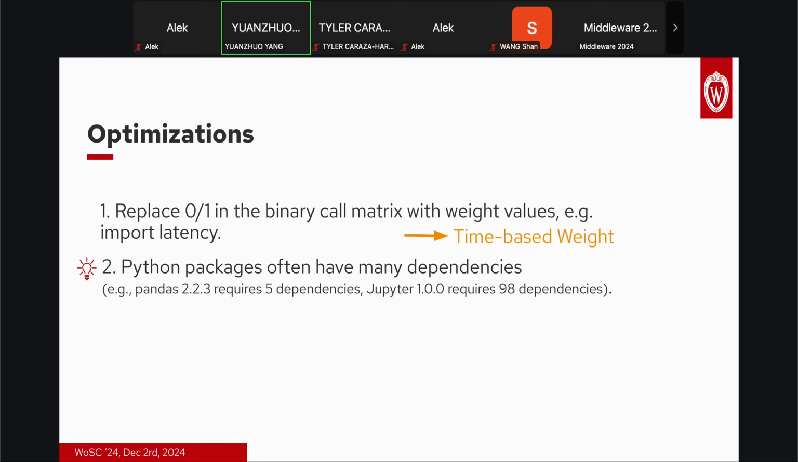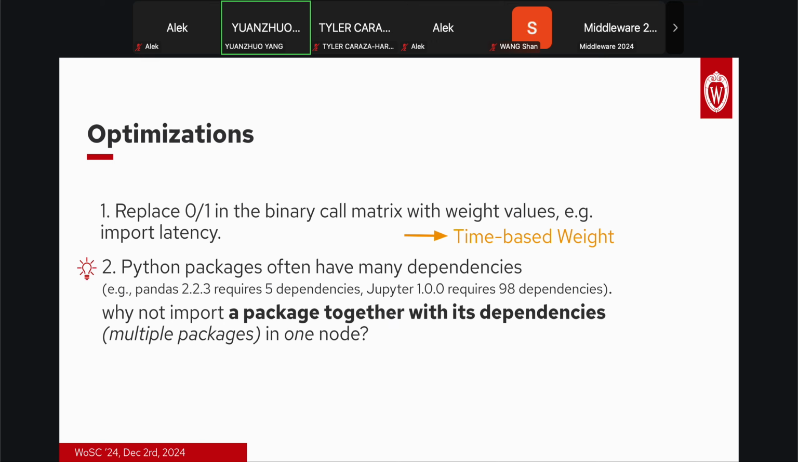Another is importing multiple packages in one Zygote. The motivation for this is that Python packages often have many dependencies. For example, Python requires 5 dependencies, and Jupyter even requires about 100 dependencies. So we can import a package together with its dependencies just in one Zygote. And we call this optimization multi-package. Since the time-based weight is easier to understand and implement, I will just skip this part and explain how the multi-package optimization works.